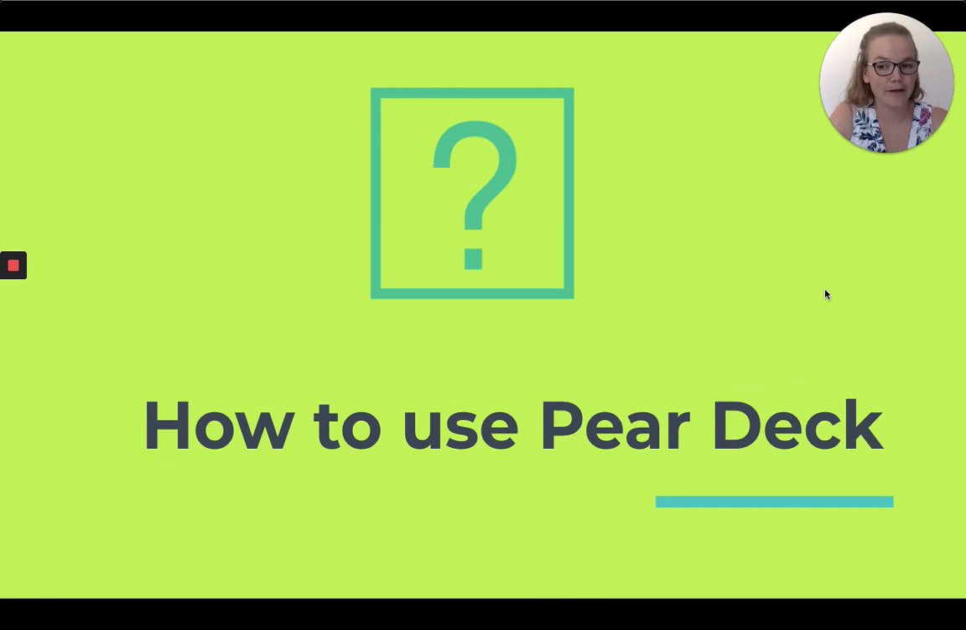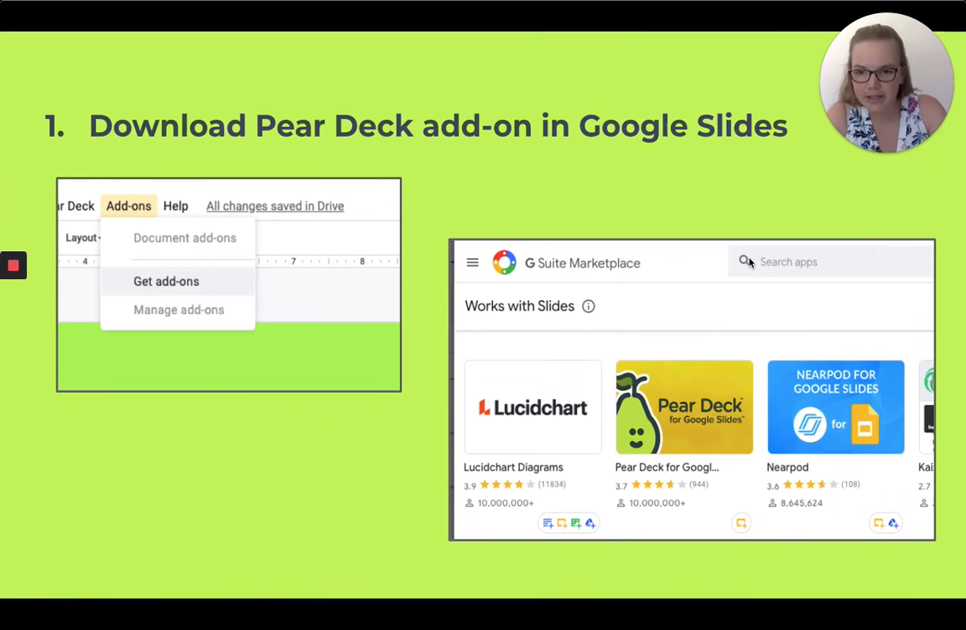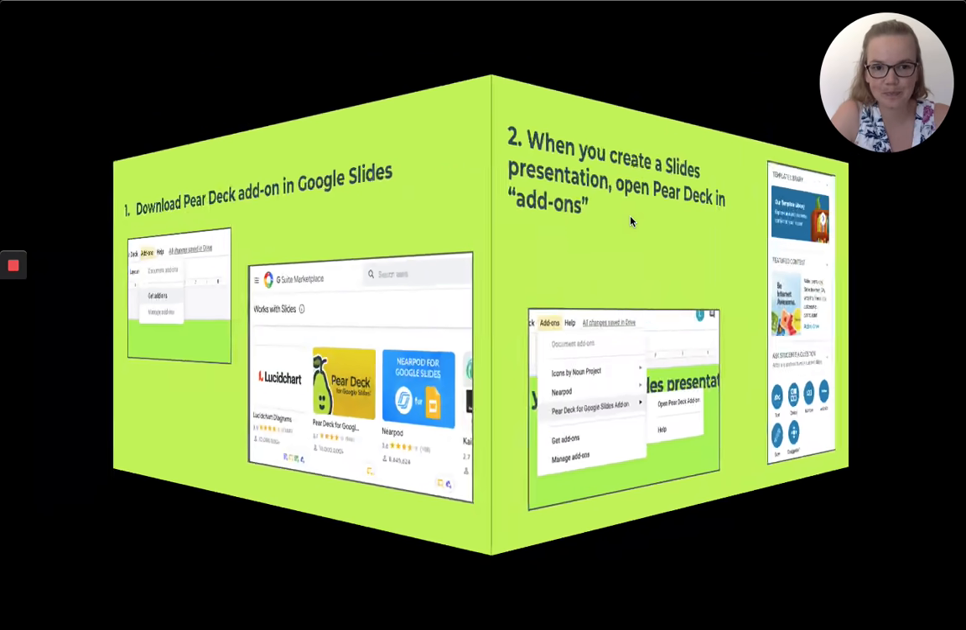So to start off with, how to use Pear Deck, number 1. It's pretty easy to download Pear Deck. You're just going to open Google Slides, go to Add-ons, the tab at the top, click Get Add-ons. You can search for Pear Deck in the little add-on store, and then you're just going to download it.